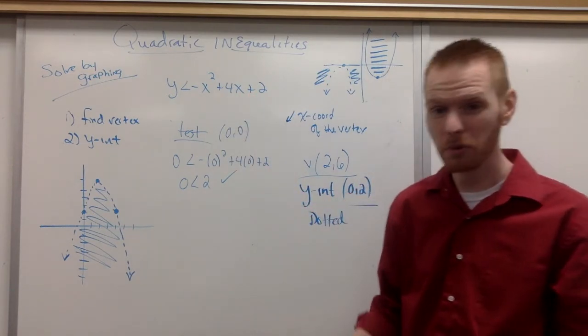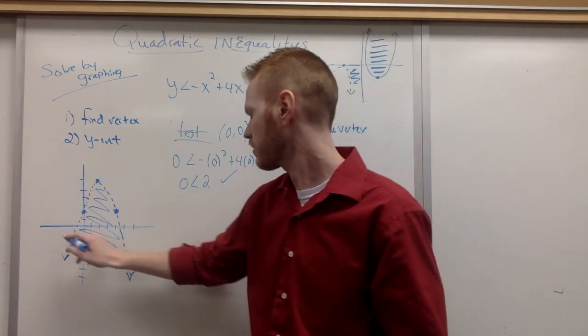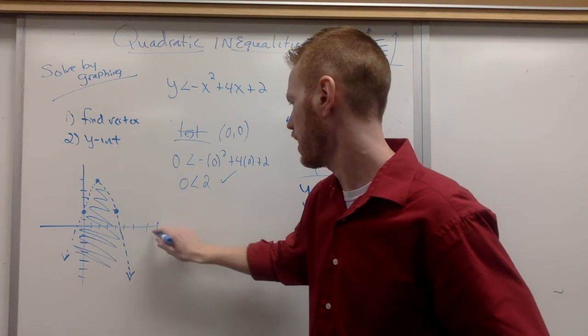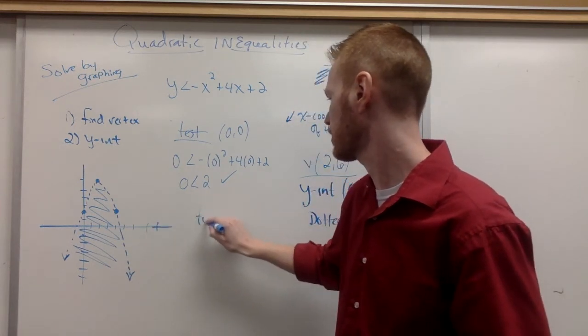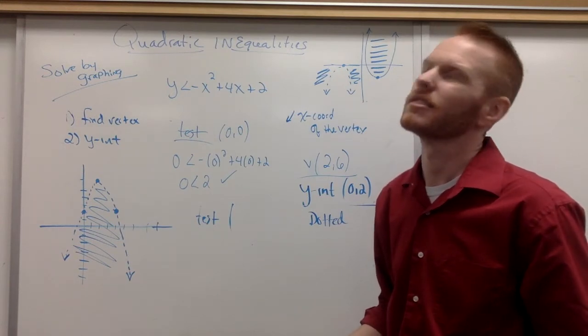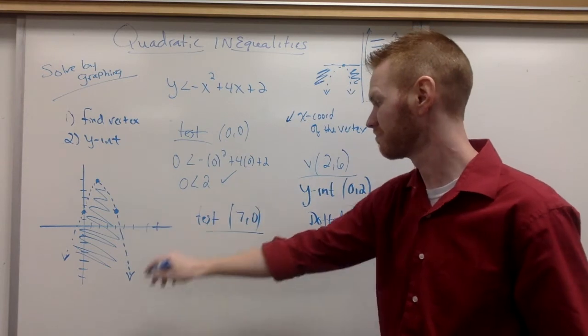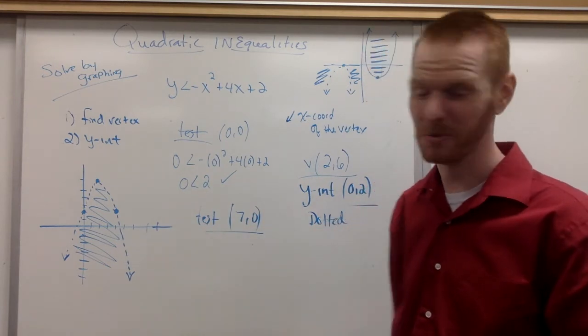Should we still test a point to make sure? It might not be a bad idea. Let's try a point way out here. So let's try, I don't know, let's test, what do you think? (7, 0)? That's on the outside of this parabola. Let's see if it works.